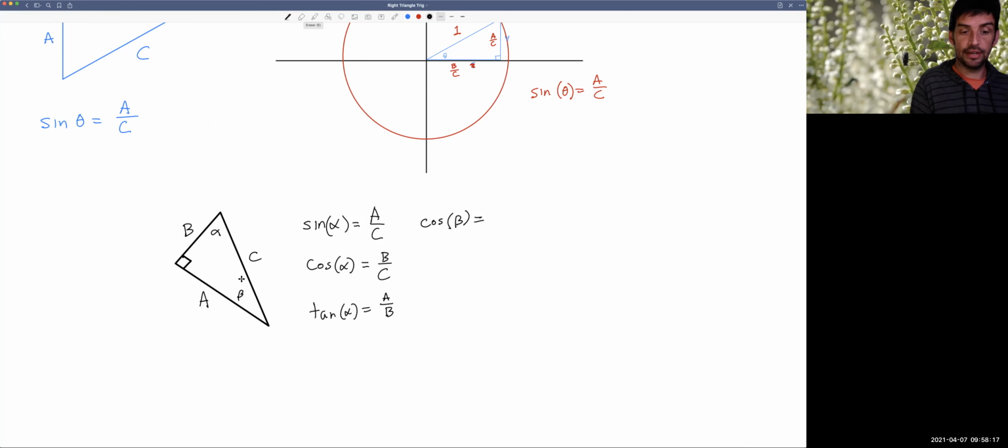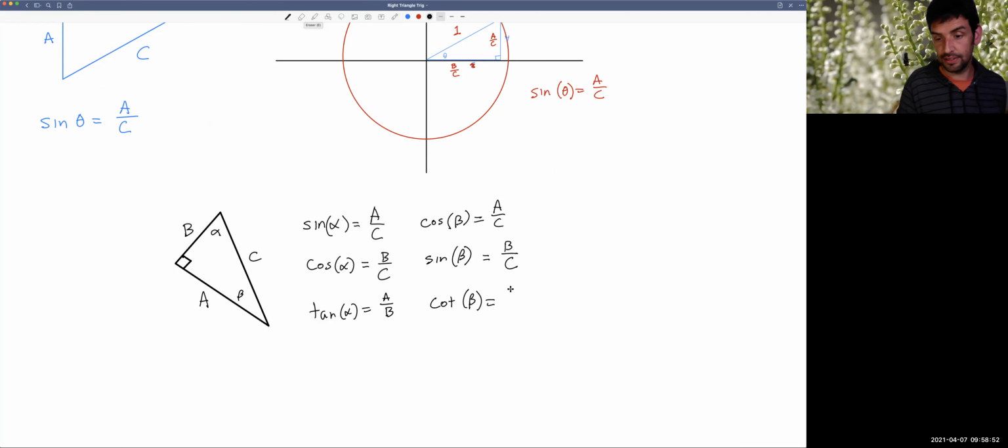Cosine of beta: now the adjacent side to beta is the one that contains it or helps define it, which is A, not the hypotenuse. So this is going to be A over C. The sine of beta is going to be the opposite, B over C. And let's do the cotangent of beta. This is going to be the adjacent over the opposite. That's A over B. Right?